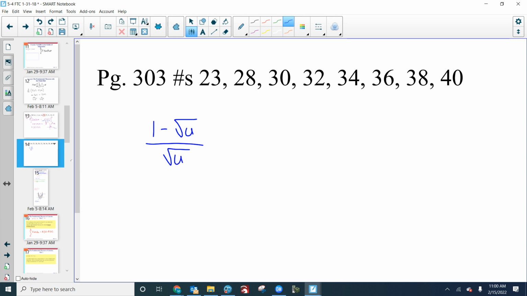Here's the integrand. What algebraic property might be helpful? Because I bet all of you would look at this and say, I don't know the antiderivative of that. Do you? You don't. Okay? What can I do algebraically as a step before I take an antiderivative? Uncommon denominatorize it. 1 over radical u minus radical u over radical u. Yes? Yes? You got it from there. That's number 40.